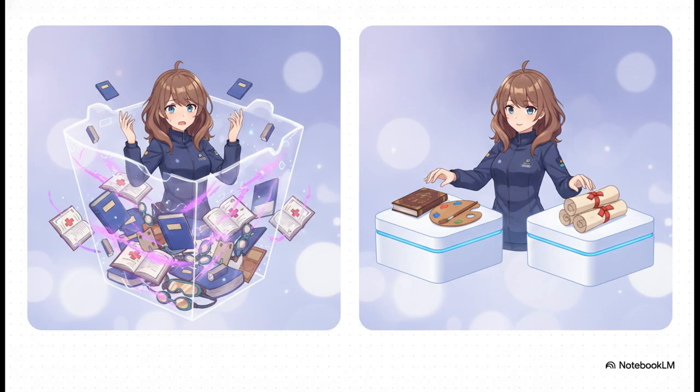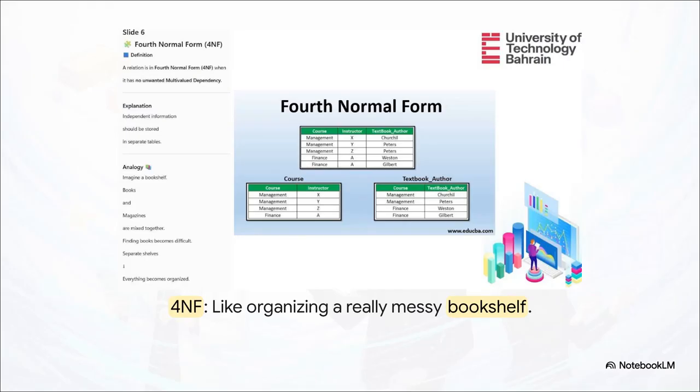By applying the rule of separation, we tame the MVD. We separate the independent information into smaller, dedicated tables. One for hobbies, one for certificates. The result? Zero repetition and super easy updates. Once you successfully eliminate those unwanted multi-value dependencies, your database hits what we call the fourth normal form, or 4NF.